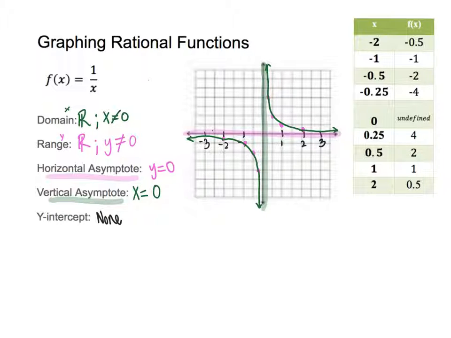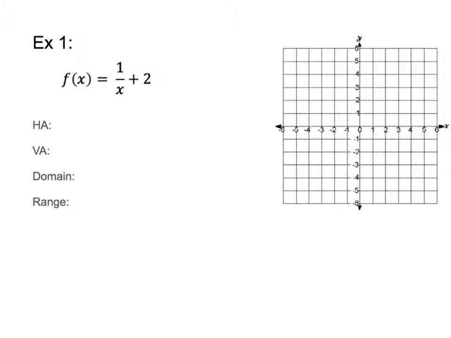All right. So next we're going to try out some more problems, but I'm going to take this type of equation, a rational function, and add some shifts to it. So we're going to add things to the equation and see what type of shifts it would do to the graph. Okay, so here's my first example. It looks like the first problem, only there's a +2 here.